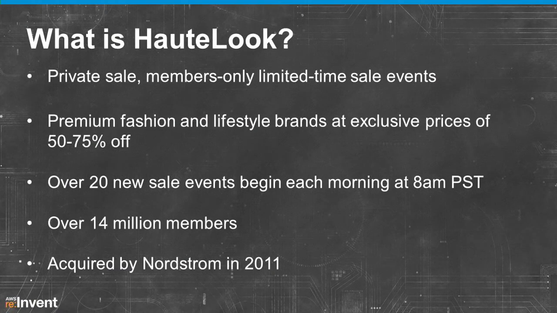So I'll tell you quickly what Outlook is. We do private sale. It's known as the members-only, limited-time sale events. It's all around premium fashion, lifestyle brands, exclusive prices, 50 to 75% off. Every single day, we do over 20 new sale events. They all start at 8 a.m., so we get almost the Black Friday effect every single morning at that time. And we have over 14 million members. And in 2011, we were acquired by Nordstrom.